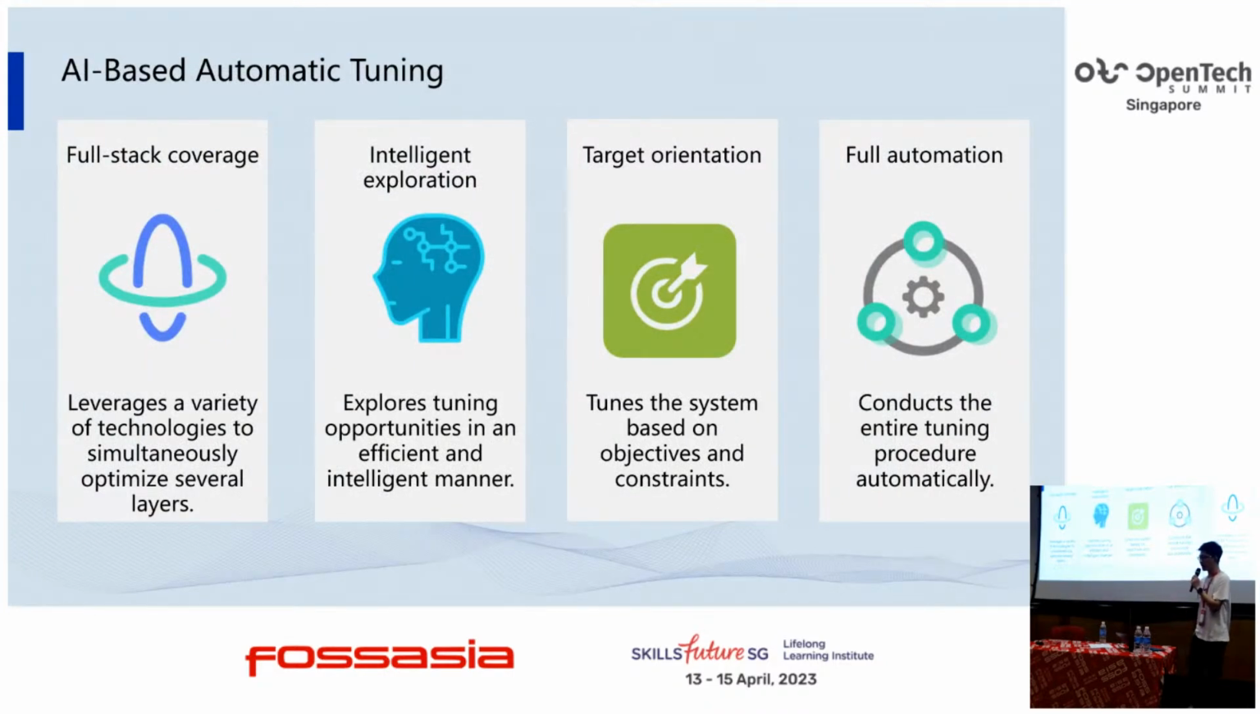Now, we want to use AI to perform the automatic tuning. There are several advantages. The first one is full stack coverage. We can leverage a variety of technologies to optimize several layers. The second advantage is intelligent exploration. We can explore tuning opportunities in an efficient and intelligent manner. The third one is target orientation. We can tune the system based on objectives and constraints. The fourth one is full automation. We can conduct the entire tuning procedure automatically.